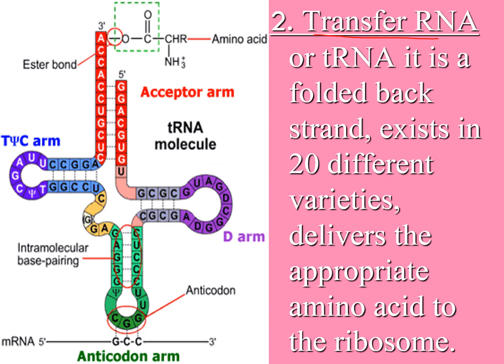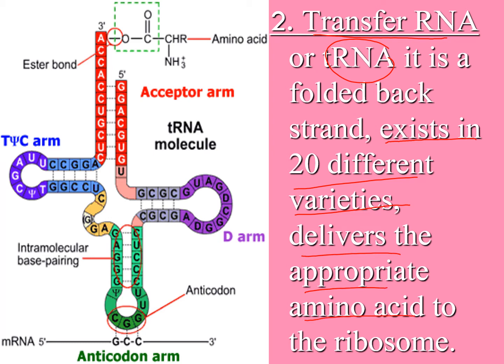We have transfer RNA, nicknamed tRNA. It is folded back on a strand. So what happens with this? It kind of grabs the amino acid. It exists in 20 different varieties. Why? We have 20 amino acids, so it has to be in 20 different ways. This delivers the appropriate amino acid to the ribosome.